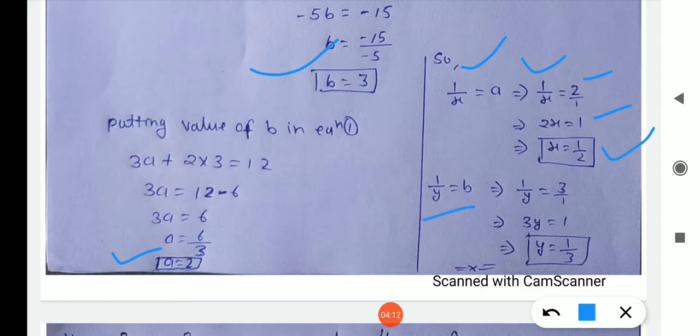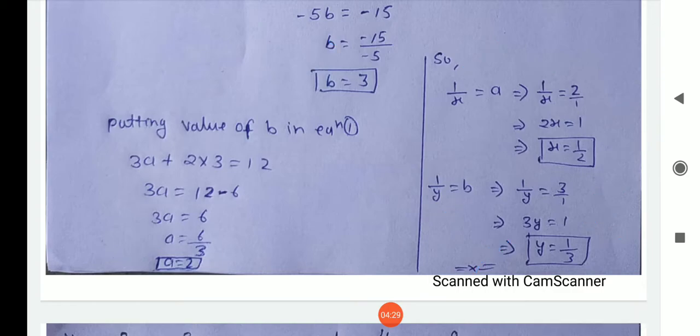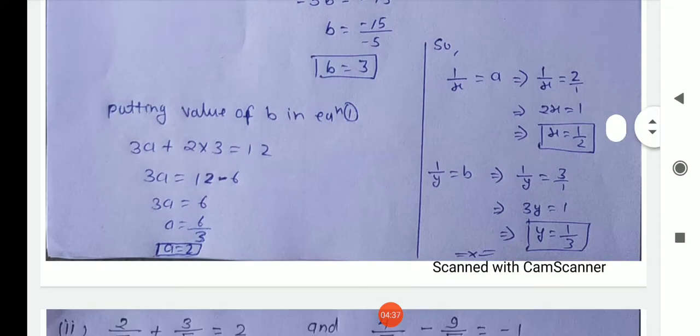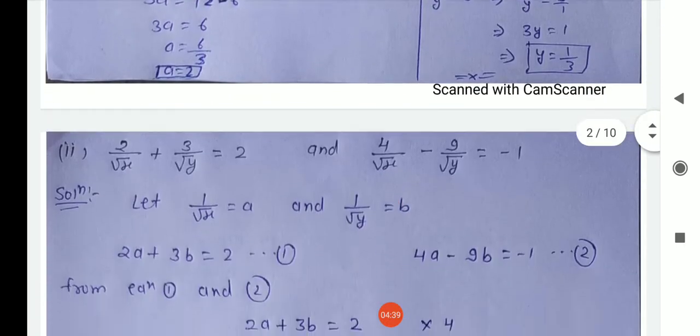Similarly 1 upon y equal b we let in the starting of the question. So 1 upon y equal, the value of b is 3. We cross multiply, we get 3y equal 1. It means y equal 1 upon 3. That is, x equal 1 upon 2 and y equal 1 upon 3 is our answer. So what we do, first we reduce the equation into linear form, then solve it. Again put the values of a and b, and we get the values of x and y.